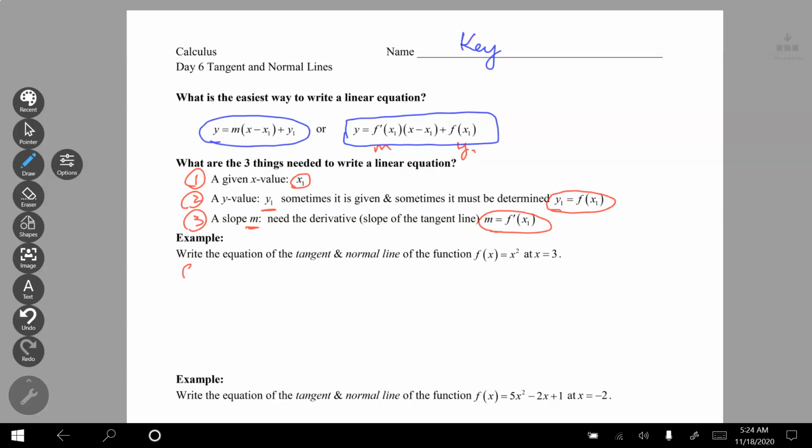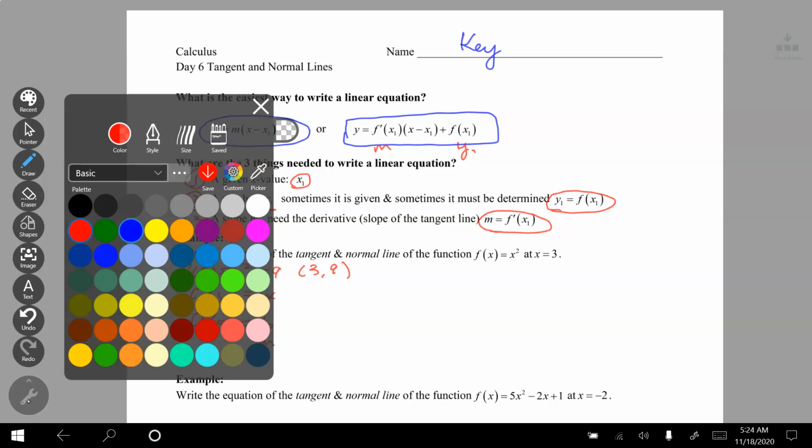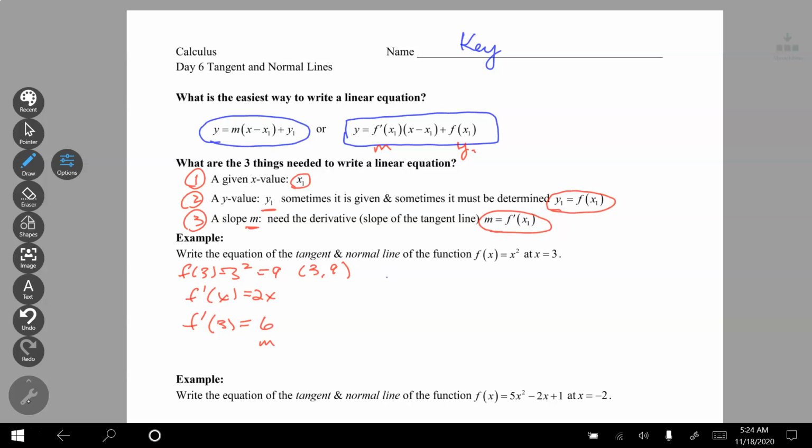So f of 3 is equal to 3 squared is equal to 9. So I have the point 3 comma 9. My derivative of this function is 2x. I plug the x value in there and I get 6. This is my slope. And my tangent line is y equals 6, x minus 3 plus 9.